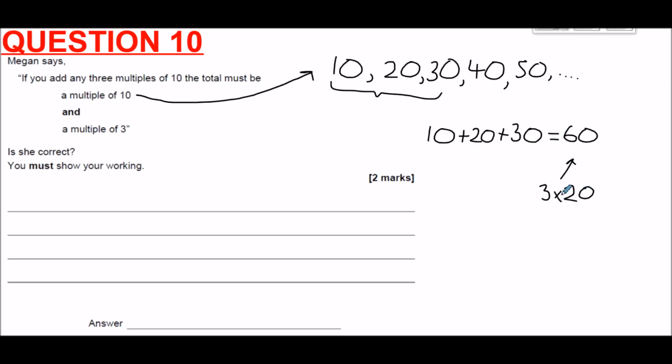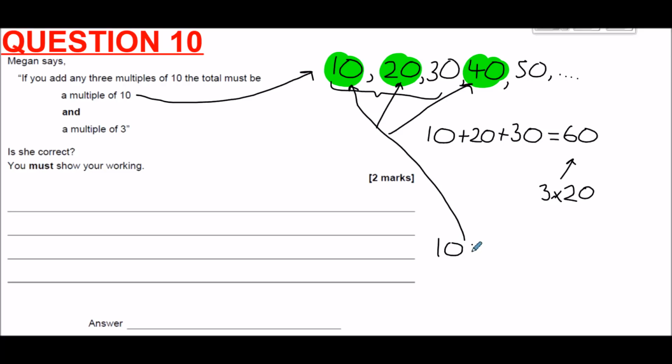So a tempting thing and an easy mistake to make is to say, yes, she's right, but actually she wouldn't be. If you were to carefully pick out a different set of 3 multiples of 10, for example, if you were to pick, say, 10, 20, and 40, for example, if you added those together, 10 plus 20 plus 40 equals 70, but 70 isn't in the 3 times table. 70 isn't a multiple of 3.